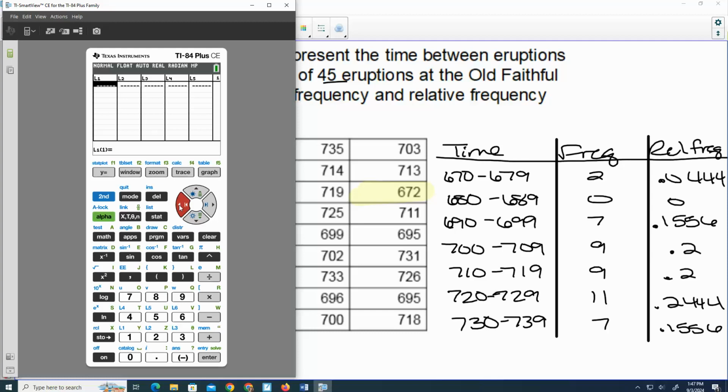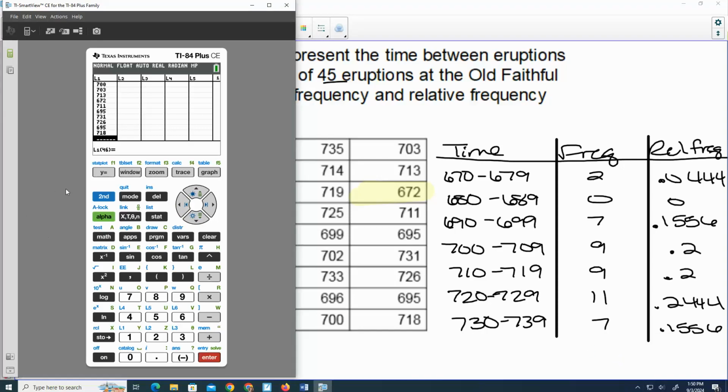Did everybody get to the screen? Have your lists cleared out? So it should say L1 and it's all blank. Can we have just been Stat 4, ClrList? Okay, so now I want you to enter those original 45 data points into your list. So you just hit 1, hit enter, go to the next.